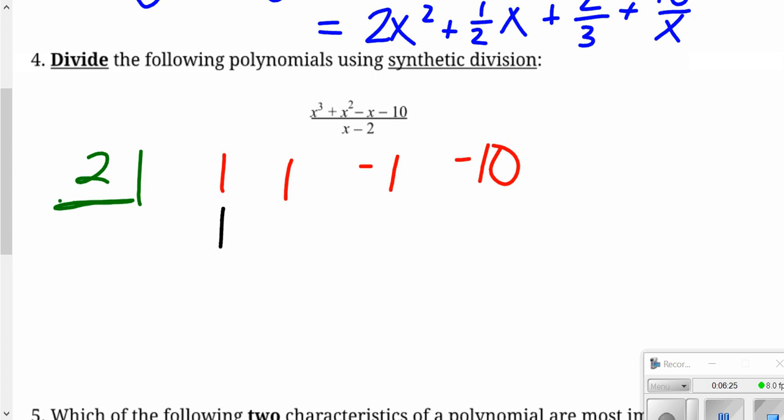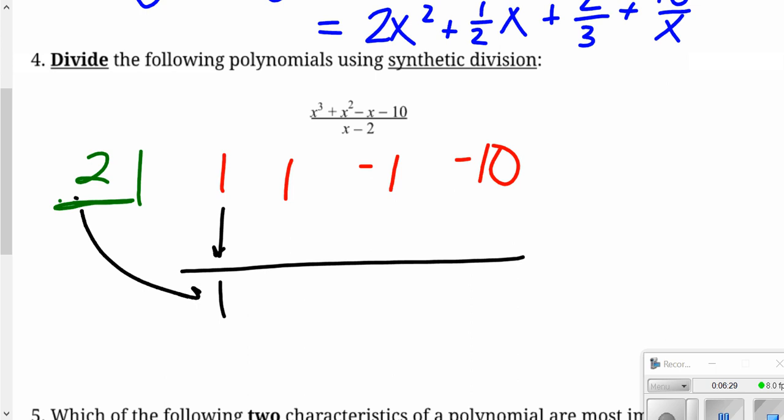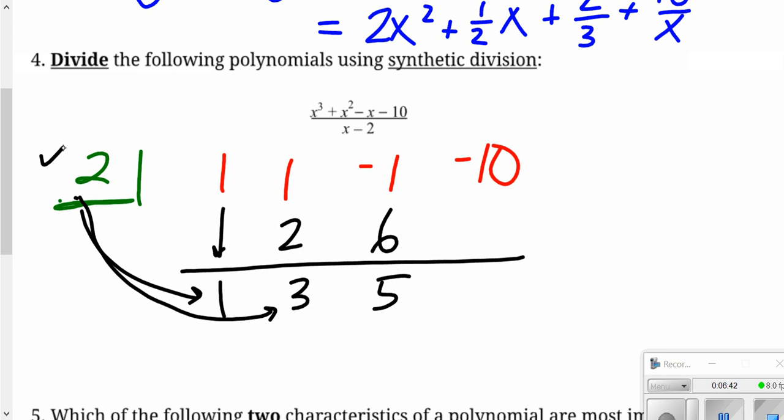Then we bring down the first term. Then it's skybox times that number. So I'll get 2. Add vertically, I get 3. 2 times 3 is 6. Add vertically, you get 5. Take your skybox times this number, you get 10. Add, and you get 0. So 0 is my remainder.